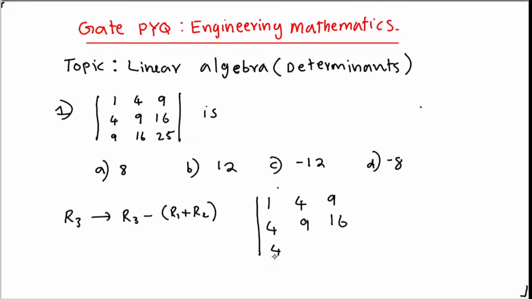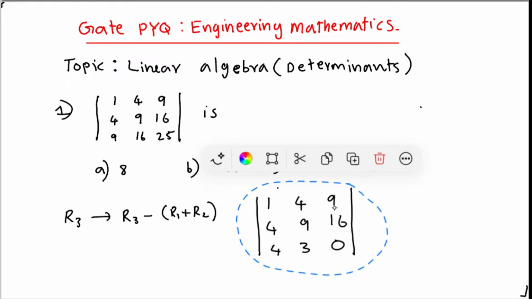Then the second one is 16 minus (9 plus 4). 9 plus 4 is 13. So 16 minus 13, we get 3. Then third, 16 plus 9 is 25. So 25 minus 25, 0. So we get this one. I think we can calculate on this matrix itself. No further reduction is needed. Since it's a direct problem, we can do the calculation on this itself.